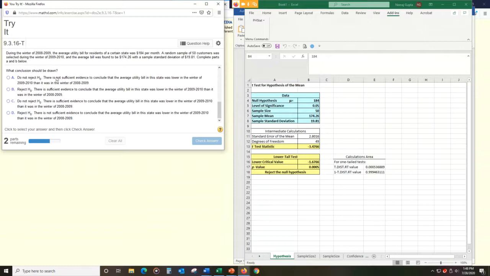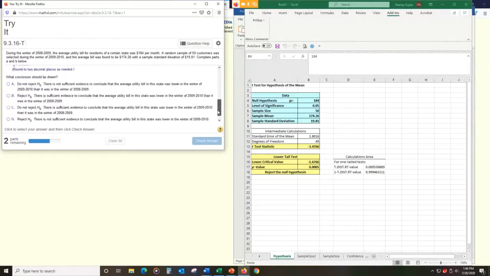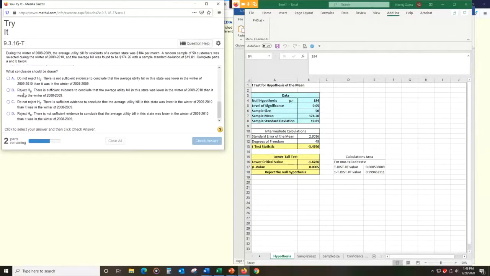Then it asks you what conclusion should be drawn. It does give you the decision here, reject null, right? So you are choosing either B or D. Now reject null, go back to your hypothesis. You are rejecting this, that it is not true. Then what is true? Alternate is true. That means yes, it has been lower than 2008 and 2009. So you need to choose the correct conclusion.